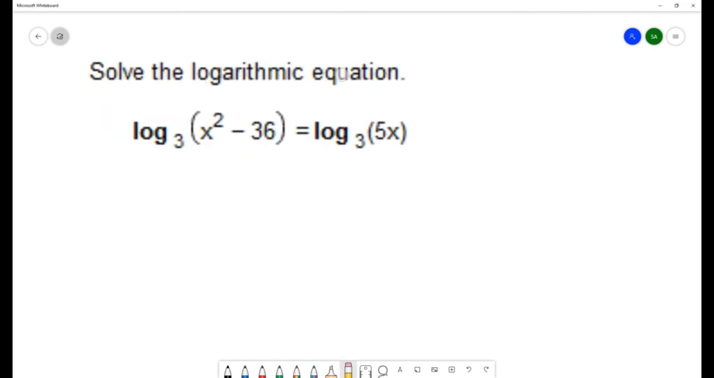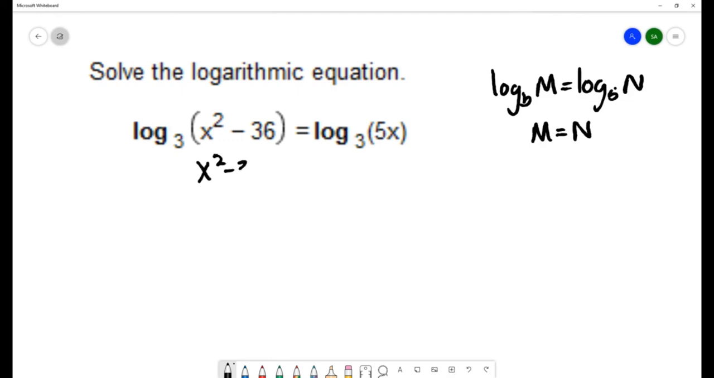We want to solve this logarithmic equation. We have log base 3 of (x squared minus 36) equals log base 3 of 5x. So with logs on both sides of the equation, we're going to use the property of equality. The property of equality says that if we have log base b of m equals log base b of n, that's log with the same base on both sides, that we can say what is inside the logs is also equal. So that allows us to simplify this equation to be x squared minus 36 equals 5x.